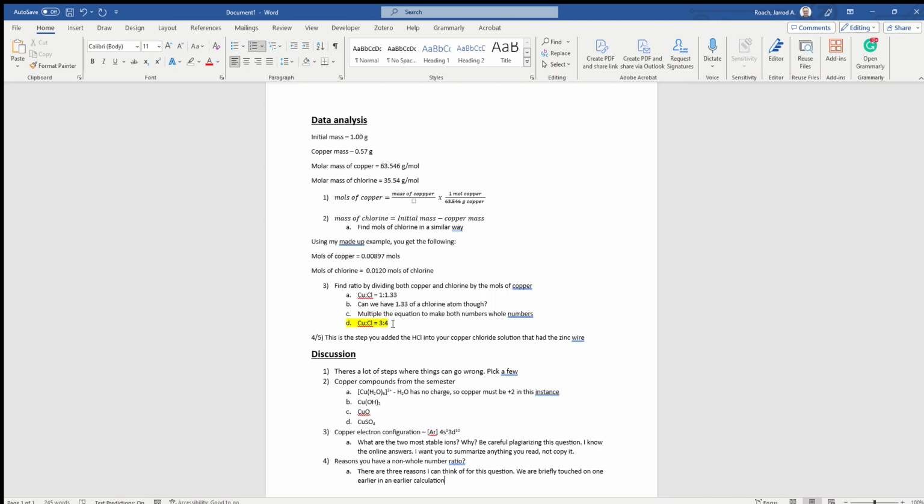You can have some really wonky numbers here whenever you're multiplying this, but just do whatever the math tells you to do, even if it looks really weird, because LabFlow will grade you based off of the numbers that you give it.